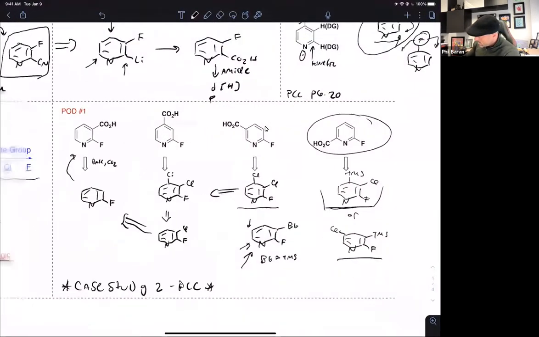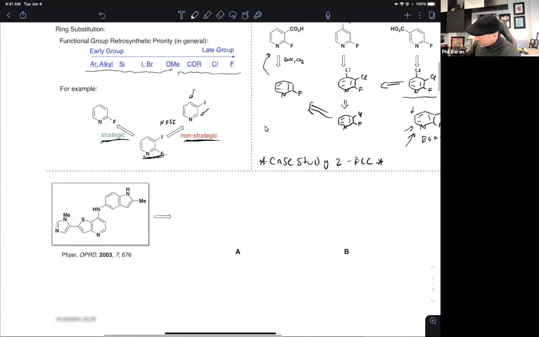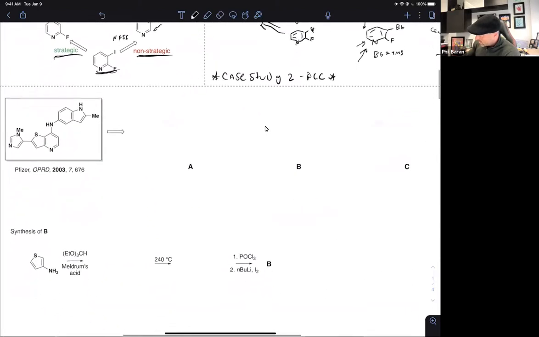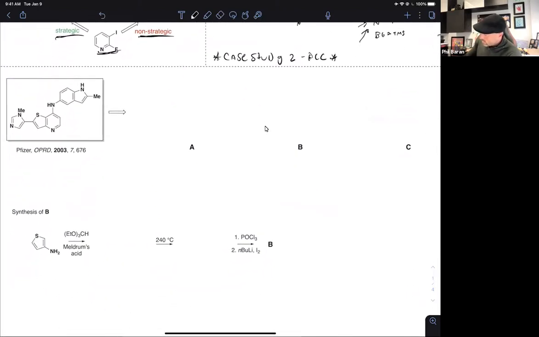Okay. Let's move on to another case study where we have to think about this interesting three heterocycles linked to one intermediate, shown from this Pfizer paper in OPRD. So we need help with... Can I interrupt the question before you start? Sure. How can you make the determination between halogen metal exchange versus getting directed lithiation?